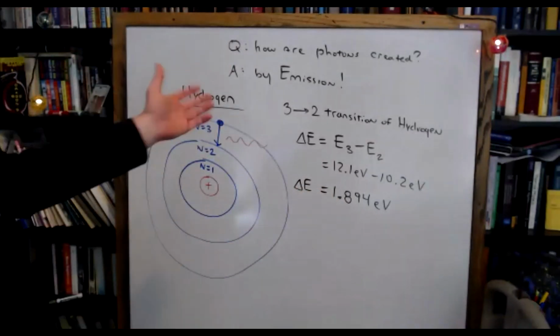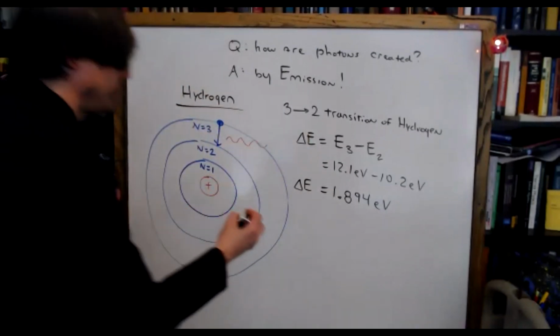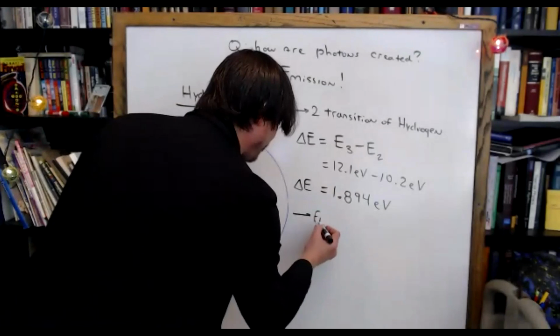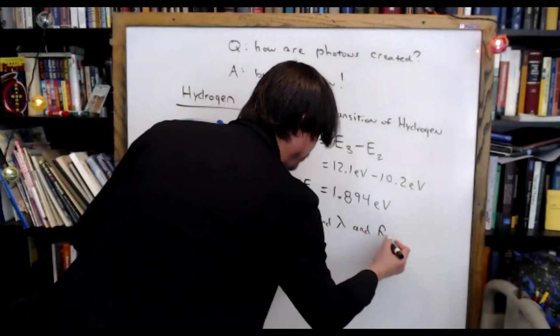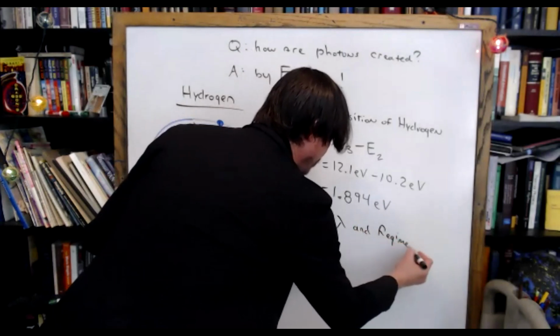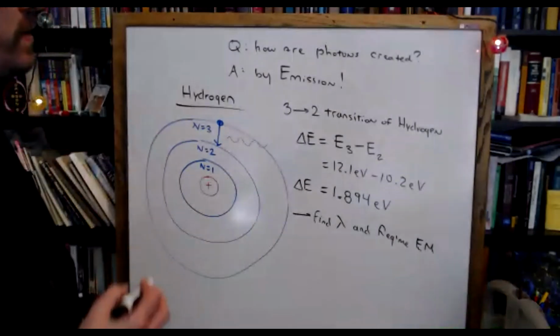We have a goal here. We want to learn about this photon. What is the nature of this emission line? Why don't we find the wavelength and find out what regime of the EM spectrum this photon is located.